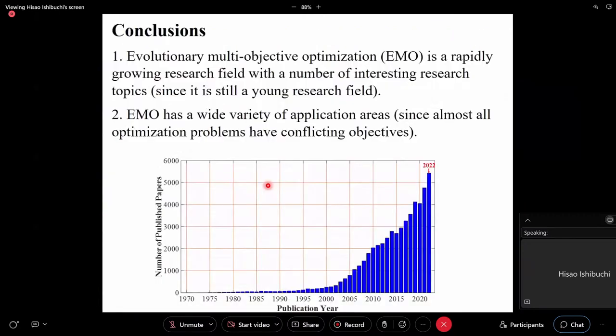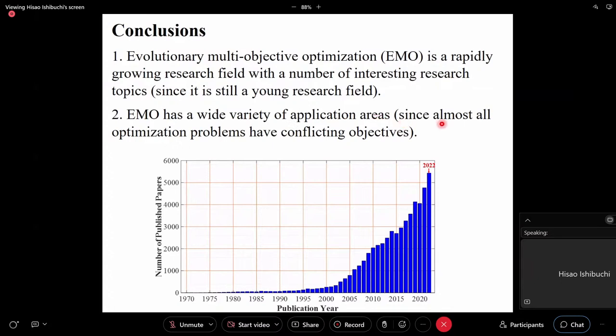And now I'd like to conclude this presentation. Evolutionary Multi-Objective Optimization, EMO, is a rapidly growing research field, still growing every year, with a number of interesting research topics I have already explained. That is, the EMO field is still a young research field, and a good research field for young researchers. And EMO has a wide variety of application areas.